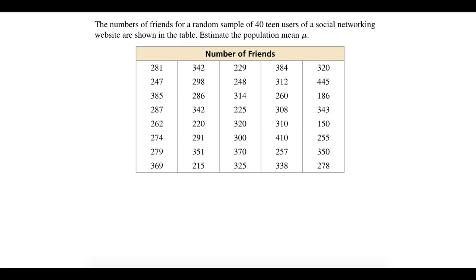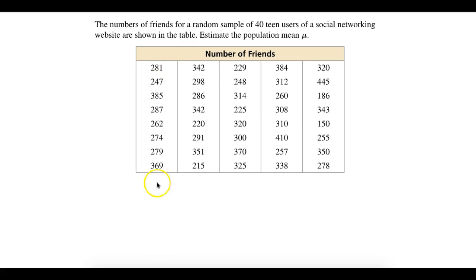In this one, we're going to be looking at data and actually taking some of that data and doing some things with it. So in this one, we are looking at some information about the number of friends of people using social networking websites. So in this table right here, we have the number of friends for a random sample of 40 teen users of a social networking website. What we want to do is use this data to estimate the mean of the population.